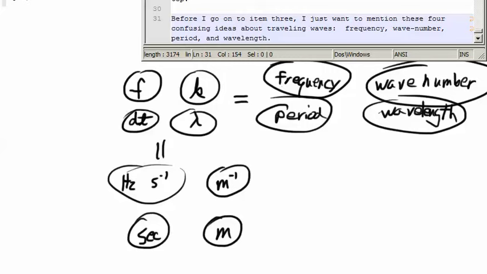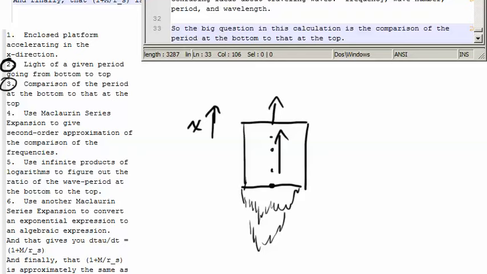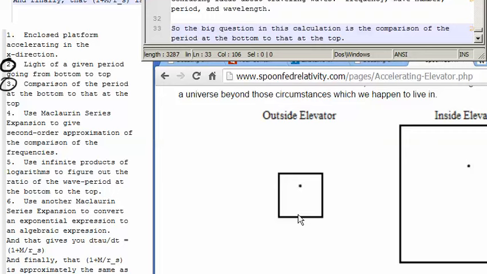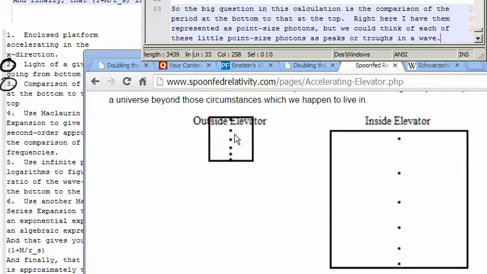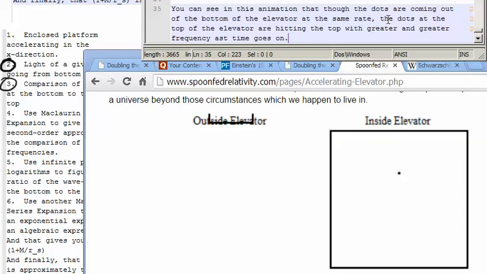So the big question in this calculation is the comparison of the period at the top, or the period between, right here I have them represented as pulses, little point-sized photons. We could count them, think of them as peaks or troughs in a wave. You can see in this animation, though, that the dots are coming out of the bottom of the elevator at the same rate. The dots at the top of the elevator are hitting the top with greater and greater frequency as the time goes on.